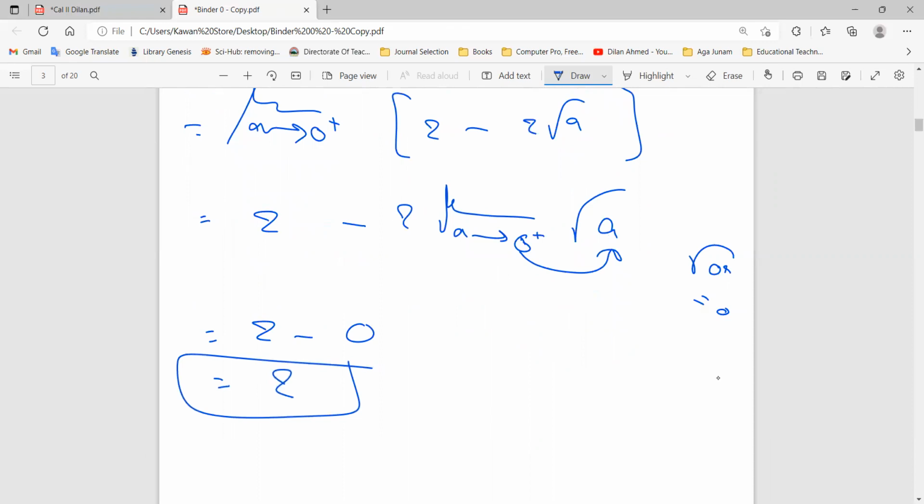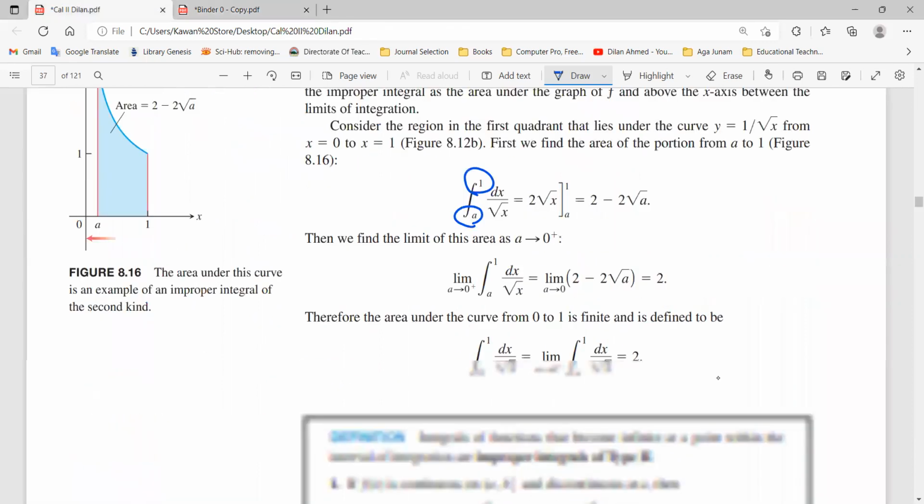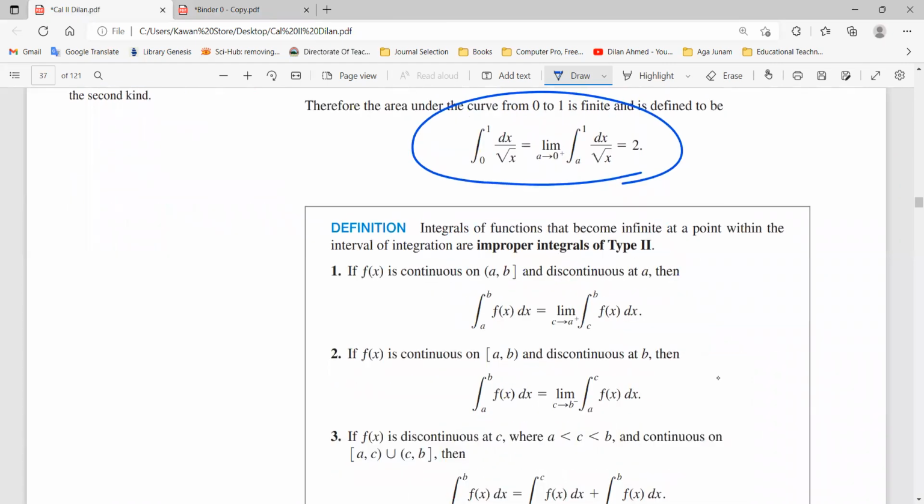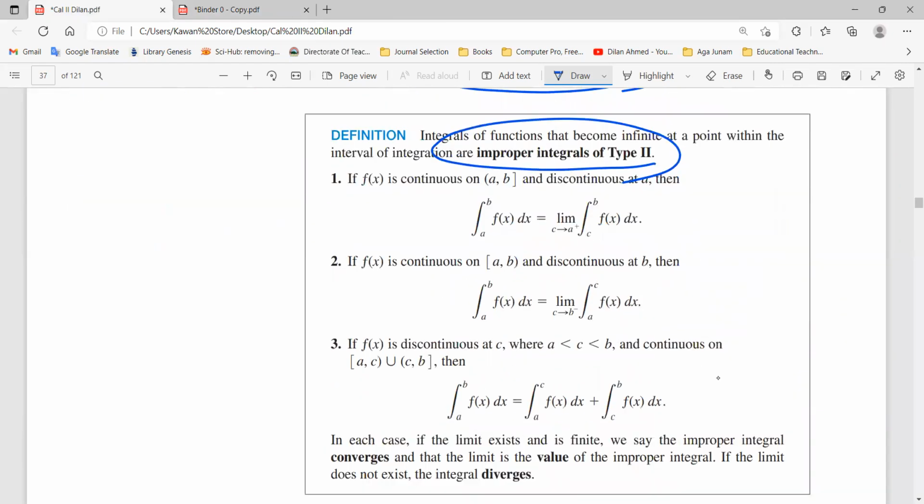That's the answer. So converge or diverge? What was converge? What was diverge? Converge. So if you get a result, it converges. Otherwise, diverge. So we get something, and here's the solution. So you can see in type 2, the second type, maybe we have an asymptote here, maybe we have an asymptote here.